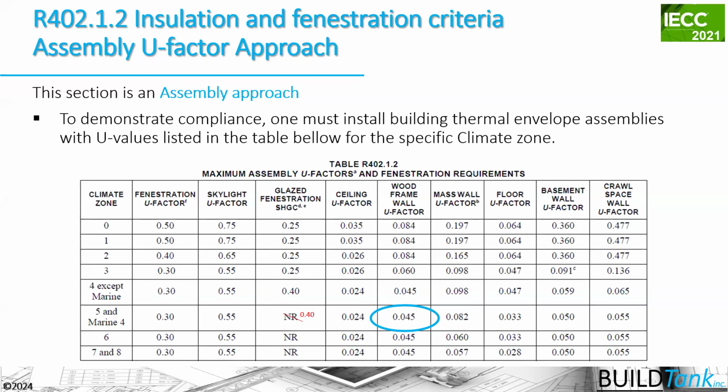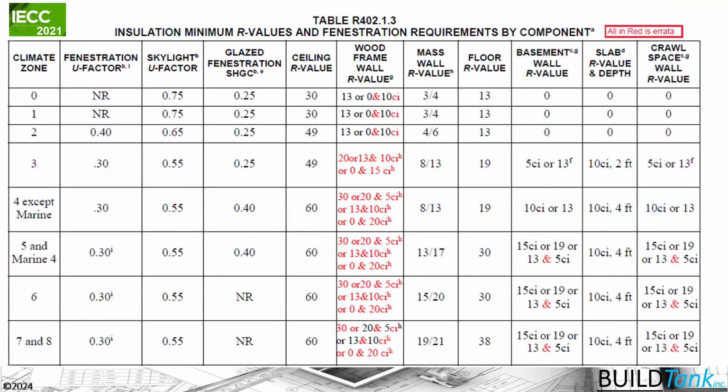But when we do that analysis, we need the U factor versus the R value. So the R value table is what builders and code officials tend to concentrate on more than the U factor table.